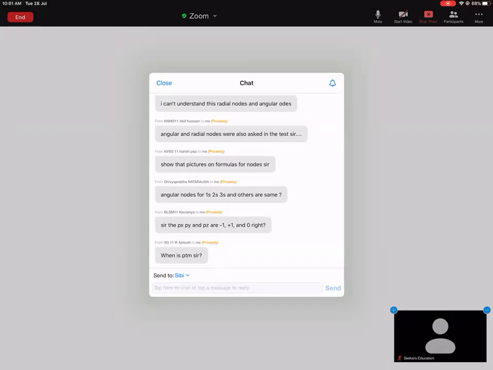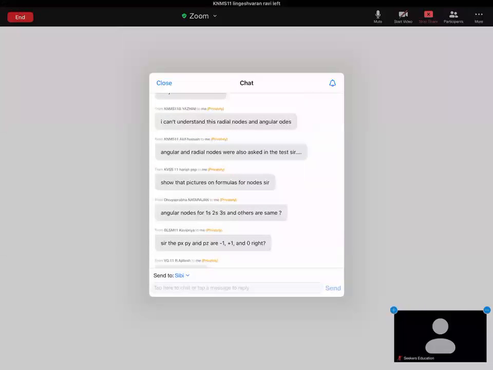Px, Py, Pz are not exactly -1, +1, 0. They are not related. Px is not -1, Py is not +1, and Pz is not 0. But yes, Px, Py, Pz are 0, +1, -1, or -1, 0, +1. It is not that this is associated with that. No. For S, there are no angular nodes. Yalini, can we understand this concept of angular nodes? Because S is spherical, I cannot draw any plane where the probability of finding an electron is 0. So please understand that.